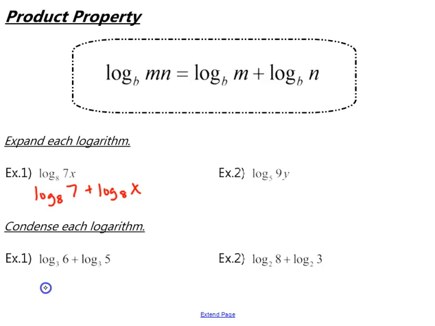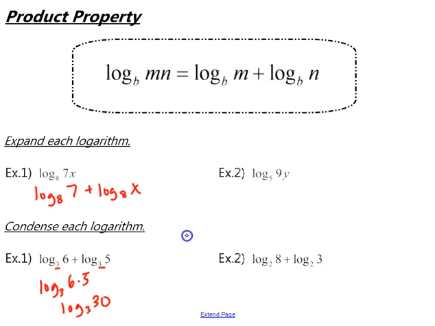And then let's work an example condensing each logarithm. Here we have log base 3 of 6 plus log base 3 of 5. Since we have the same base, we can condense this logarithm. So we have log base 3 of 6 times 5. And if we want to simplify that, we have log base 3 of 30.